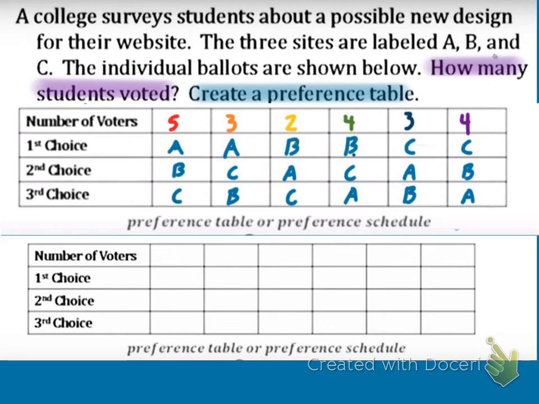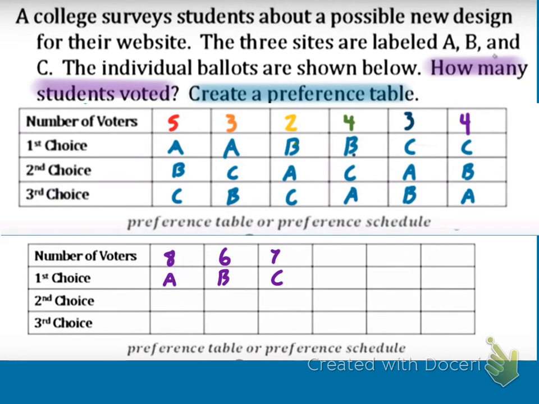But let's just retally these votes. Let's see which website got the most first place votes. So we could look at it that way. So just first place votes, A, B, and C. A was first place in both of these ballots, so that's 5 plus 3. So that's 8. B got 6. And C got 7. So if we're just looking at first place votes, A wins.